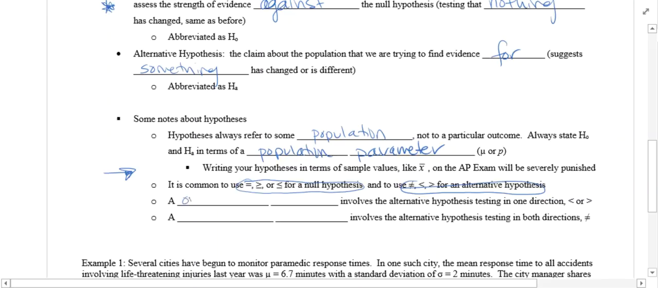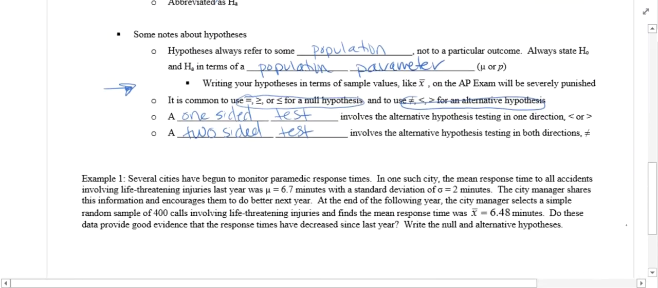A one-sided test involves the alternative hypothesis testing in one direction. So strictly we think it's just less than or greater than. A two-sided test involves the alternative hypothesis testing in both directions. So it just has to be far away in either direction. So that's a not equal to test.